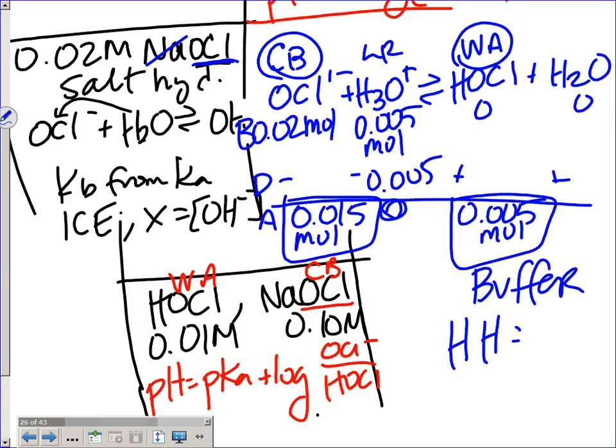So when you plug this into your HH equation, you should get a pH. Question? You would use the Ka of hypochlorous acid. If it's an acidic buffer and you have a weak acid, use its Ka. Yep. Don't you actually do that Henderson-Hasselbalch equation? Can we move on? Okay.